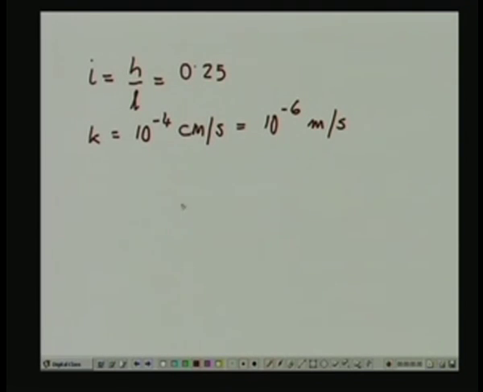I should draw your attention to my usage of centimeter per second as the unit of permeability, although we are in general sticking to SI units in this series of lessons.